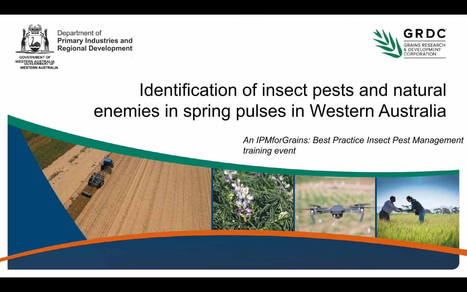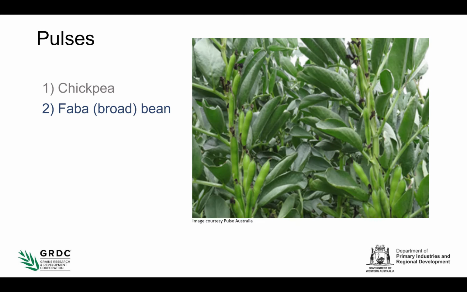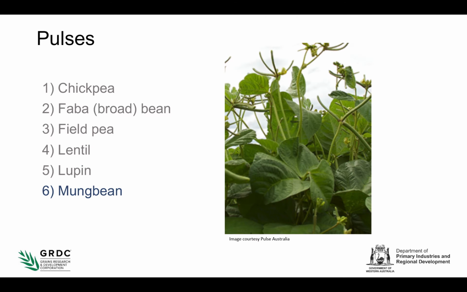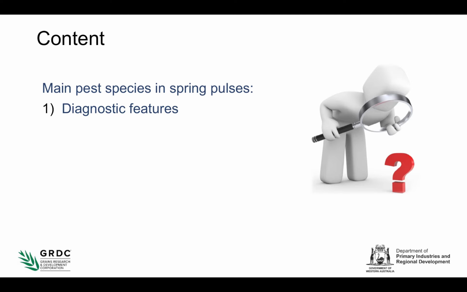Okay, so today I'm going to be talking about the insect pests and natural enemies of pulses. There are quite a few pulses that are grown in our state. We grow chickpeas, fava beans, field peas, lentils, lupins, and I'm going to cover all those. Mung beans are also a pulse, but I won't be covering those because they're not really grown in a great amount in our state. What I am going to cover is the main species that are damaging in spring to pulses.